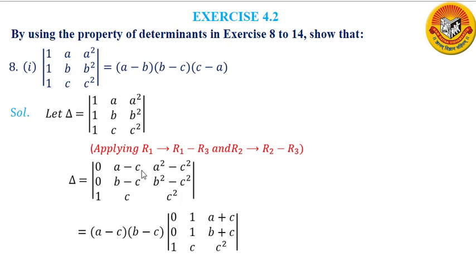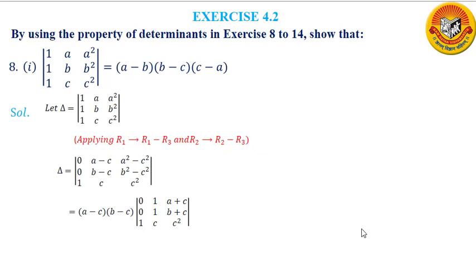Now a minus c I can take common from R1, and b minus c I can take common from R2. Here it is a square minus c square. You know that a square minus c square can be written as a minus c into a plus c. So similarly in the second row we can take b minus c common. Once I take a minus c common from R1, in R1 I get 0, 1, a plus c. In R2 I get 0, 1, b plus c. And the third row remains as it is.